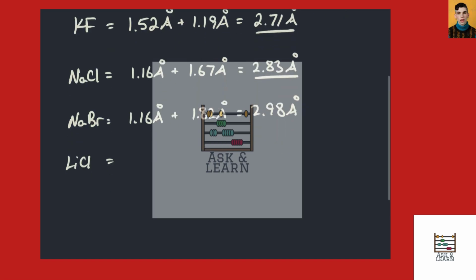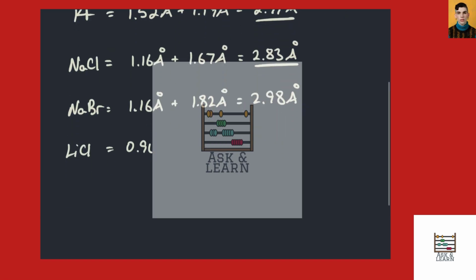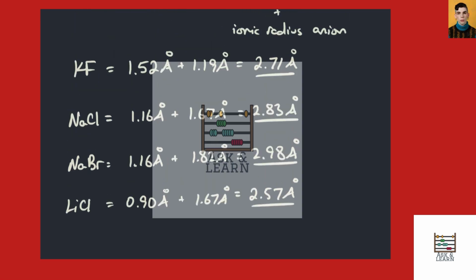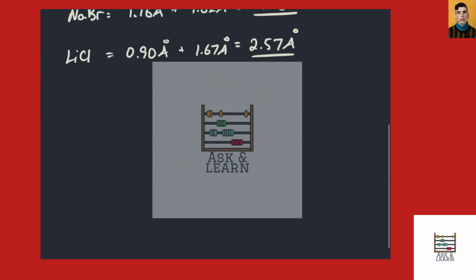And for LiCl, the ionic radius of lithium plus is 0.90 angstroms, Cl minus is 1.67 angstroms. This would yield a cation-anion distance equal to 2.57 angstroms. So there are the cation-anion distances of the 4 ionic compounds. For B, based on our answer to part A, arrange these 4 compounds in order of decreasing lattice energy.